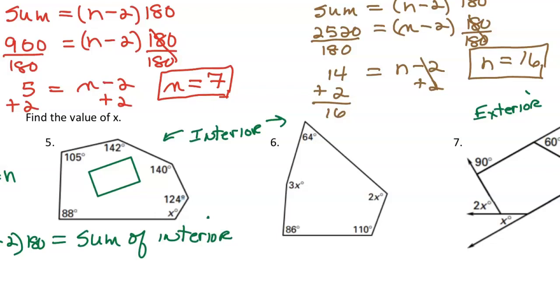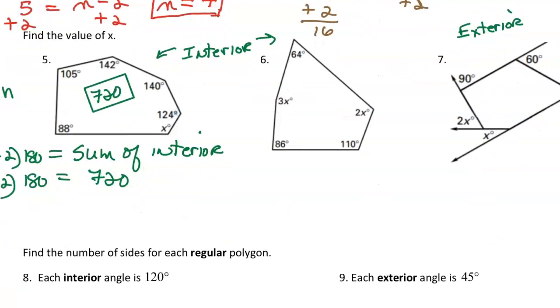Okay, your n is 6. So this is 6 minus 2 times 180. That's going to be 4 times 180. So that's going to equal my sum. What will my sum be? 4 times 180 is 720. So the sum is going to be 720. So put 720 right here so you can see it.